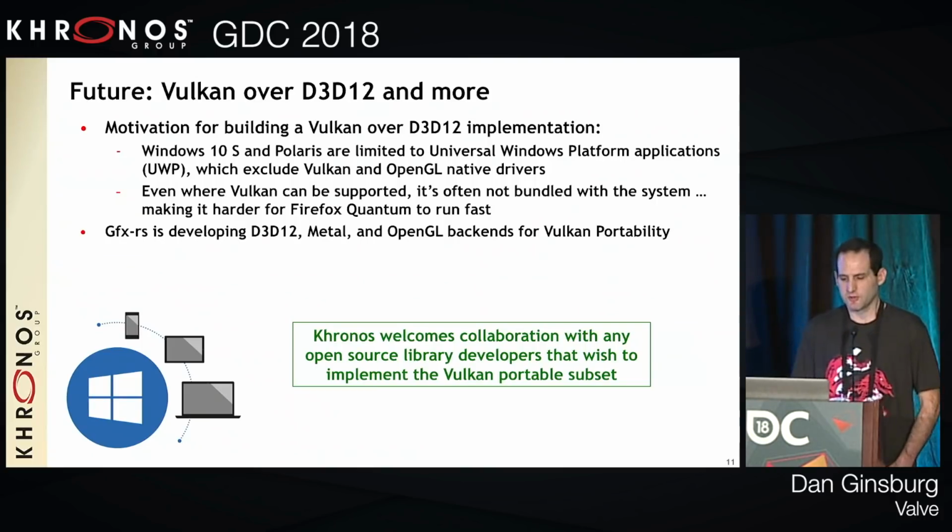So within the Khronos Portability Initiative, we're not just thinking about Metal. That's one platform. Another is D3D12. The reason we care about D3D12 is that in some flavors of Windows, Universal Windows Platform, or UWP, apps don't have access to Vulkan or OpenGL. And this is really a problem for applications like Firefox Quantum from Mozilla, who want to be able to have a Vulkan-like API, but don't have access to Vulkan drivers.